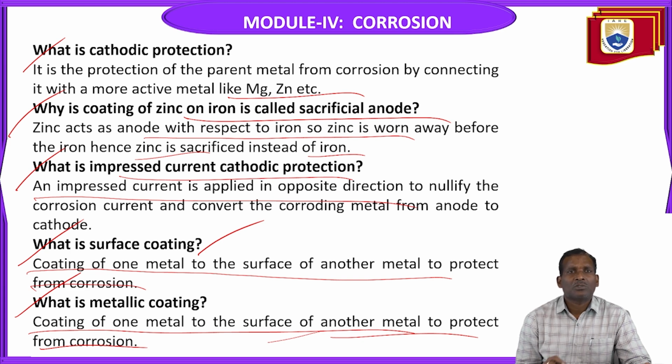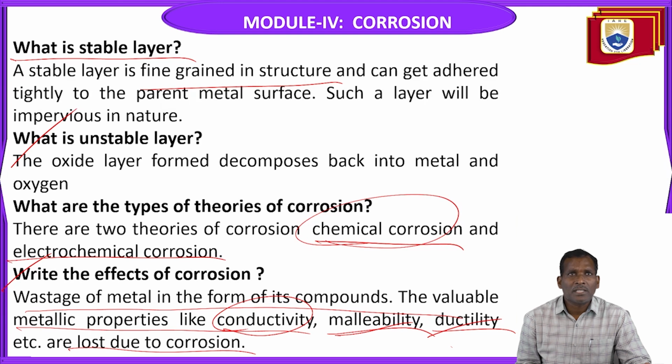Surface coating. What do you mean by metallic coating? Clear? And then what is stable layer, unstable layer? What are the types of theories of corrosion? He has asked what are the types of theories. Two theories are there: chemical corrosion theory and electrochemical corrosion theory. That's all. No need to give a brief discussion about it. Whenever asked to explain briefly about chemical corrosion theory with the help of a neat sketch, then you need to give the full answer.